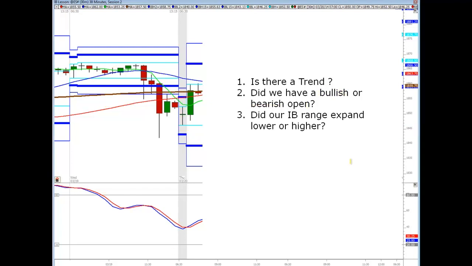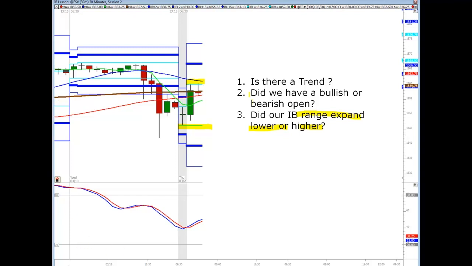Let's see what else we could look at. Did our IB range expand lower or higher? That's another indication. Naturally, for a bullish open, it should expand higher, and it did. So we did expand the range higher. So far we have several bullish signals, if you will, or signs that the market is in fact trending in a somewhat bullish direction.